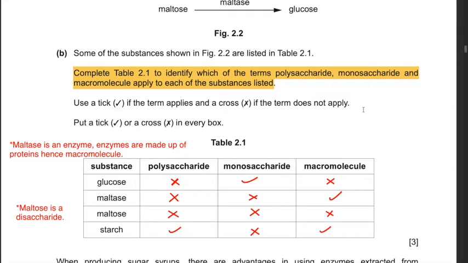Starch. Starch is a polysaccharide and starch is a macromolecule because all polysaccharides are macromolecules. It is not a monosaccharide, hence there should be a cross under monosaccharide.